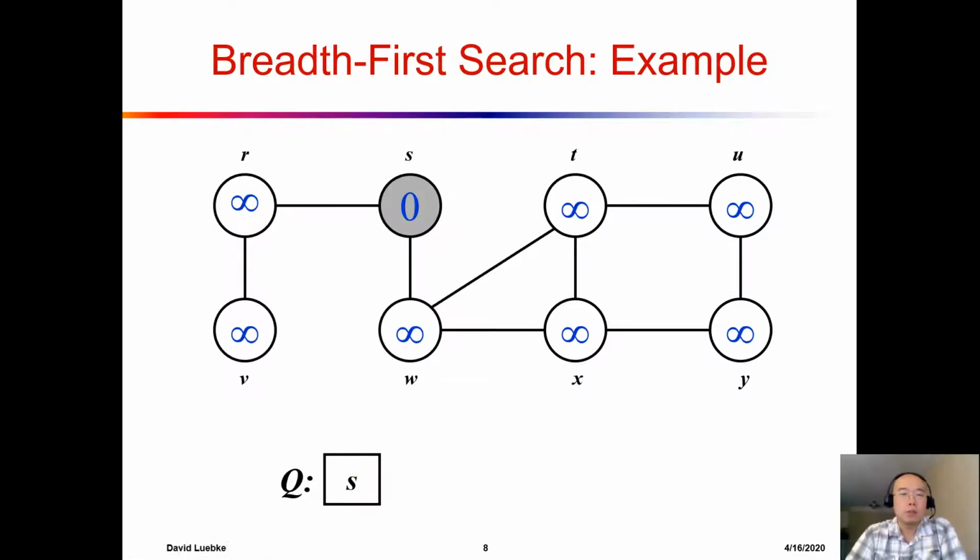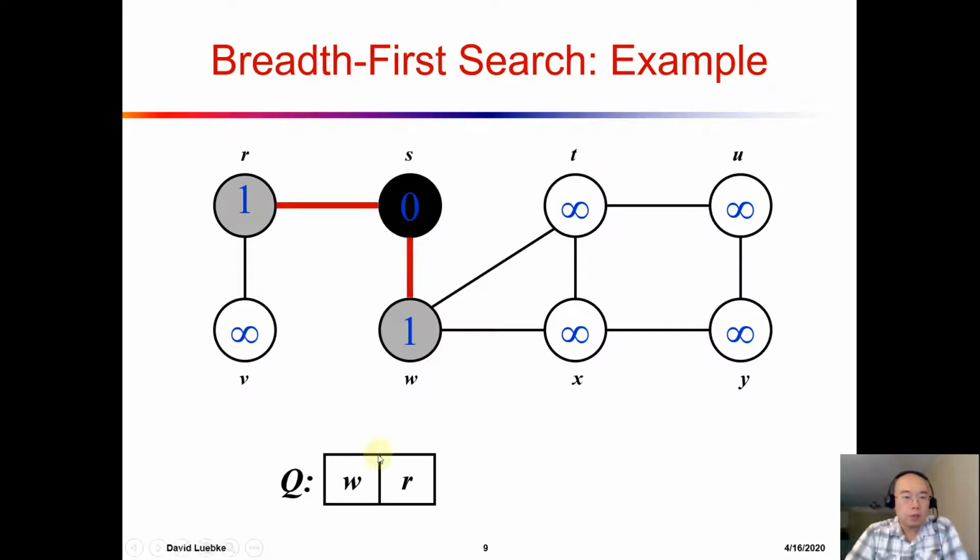white nodes. So if we pop S, we explore all the adjacent white nodes, and we have R and W. So we have W and R put into the queue, and then we highlight those two edges with red, saying those two edges will be used in the tree structure. And after that, S will be changed to black because now we have finished visiting S, and we have also finished exploring all the adjacent white nodes, right?